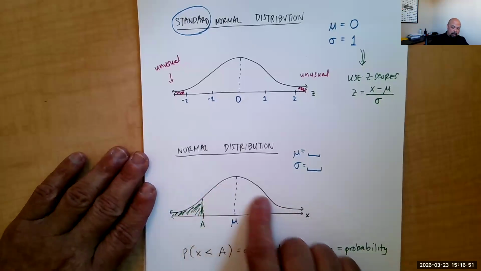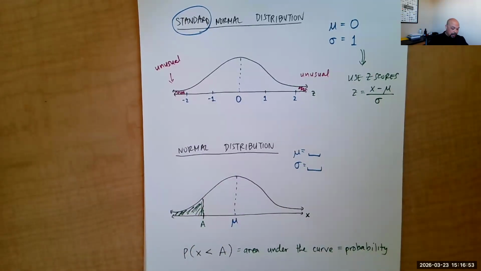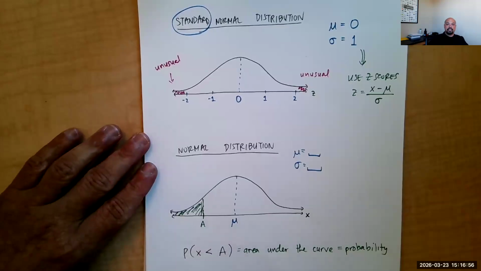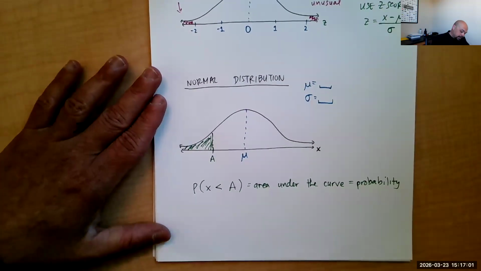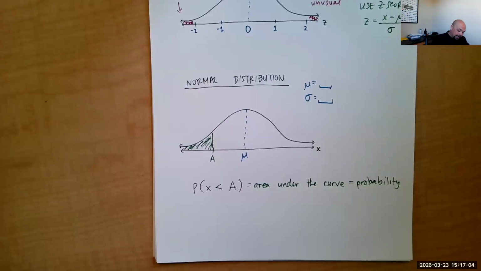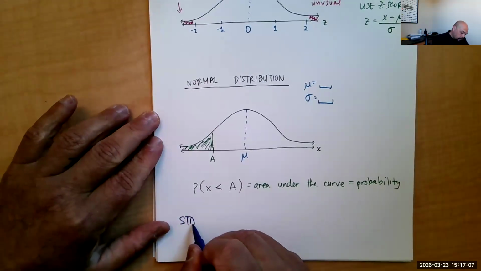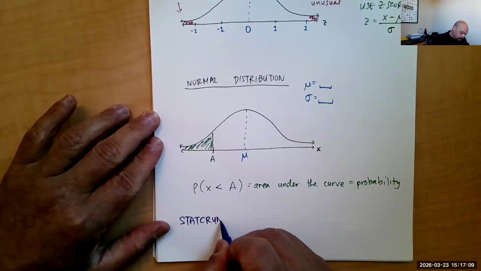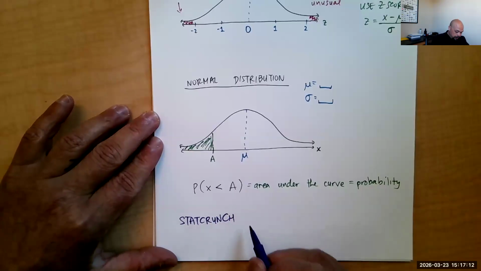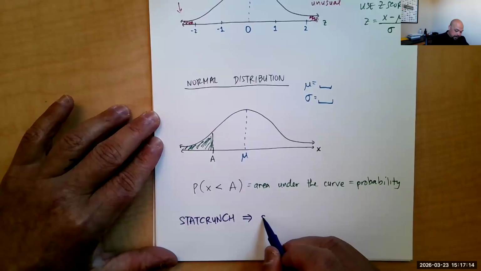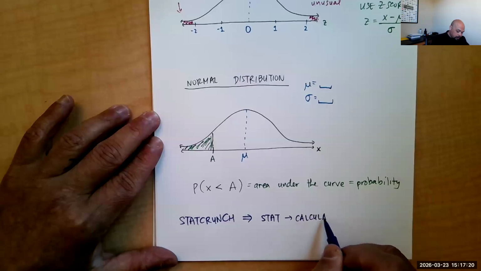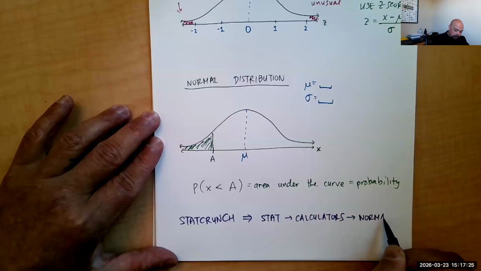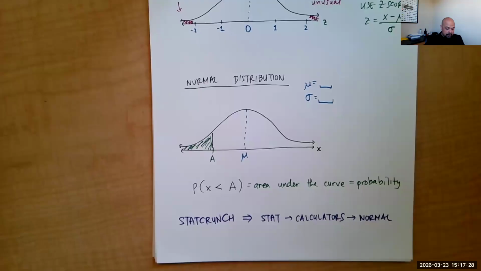In total, all the possible outcomes for that problem. And so we're going to start to use StatCrunch to compute these areas, these probabilities. In StatCrunch, for that calculation, we're going to go to Stat, Calculators, and then we're going to look for our normal distribution calculator. We'll go through that with some of the examples.